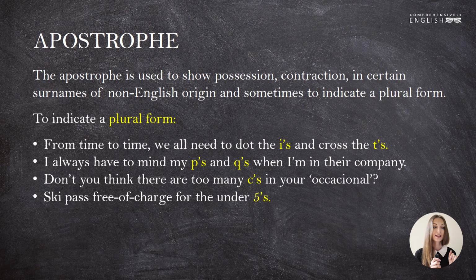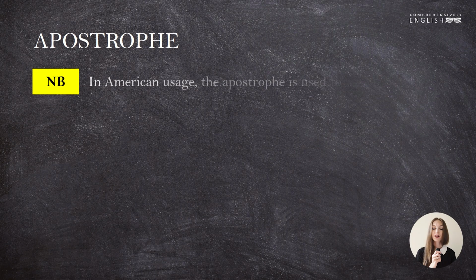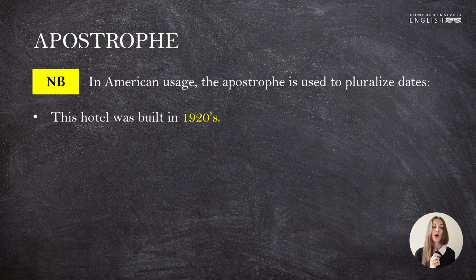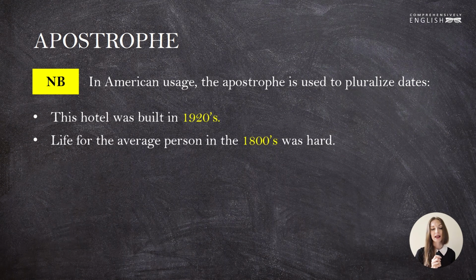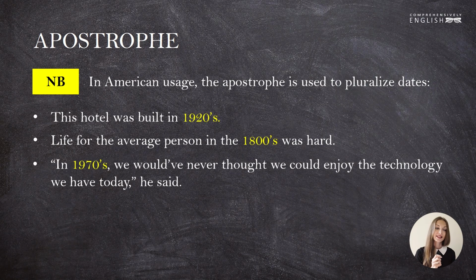In the third case, it's not an idiom, but we also need the plural form of the letter c, and this is how we show it, by adding the apostrophe and the plural ending. In the last case, we pluralize the number. Note that in American usage, the apostrophe is used to pluralize dates. For instance, this hotel was built in 1920's. Life for the average person in the 1800's was hard. In 1970's, we would have never thought we could enjoy the technology we have today, he said.